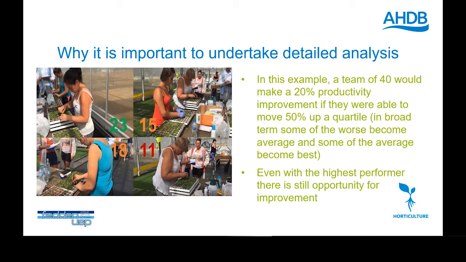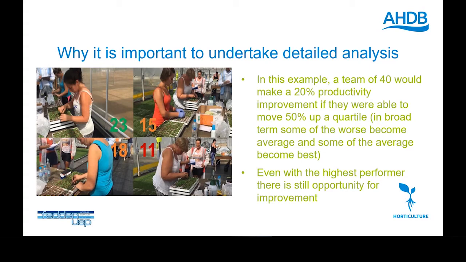So a small difference for some, but actually if you look at the fastest, who in the period of time did 23 things, and the slowest, who stuck 11, it's a significant difference. In fact, that's double the amount. So when you look at this in terms of the potential, if you've got a team of 40, which is the size of this team, and they were able to all move up to the next quartile.